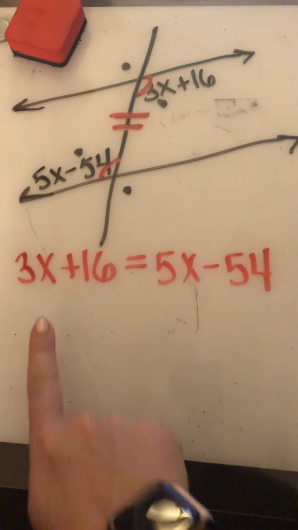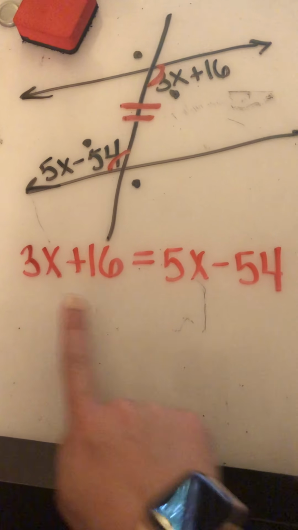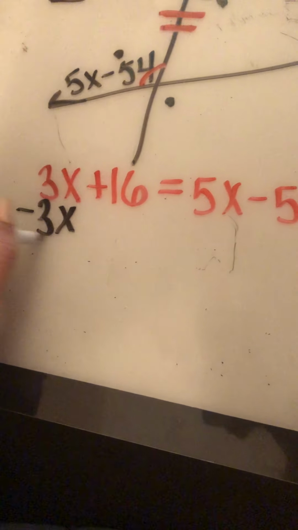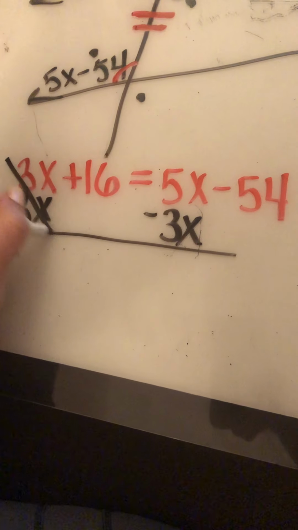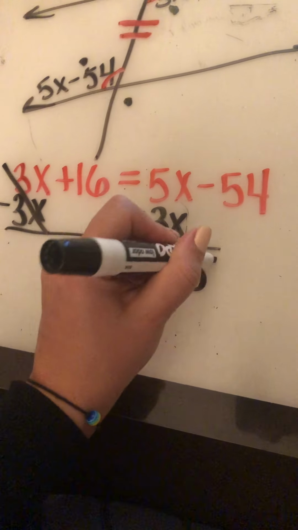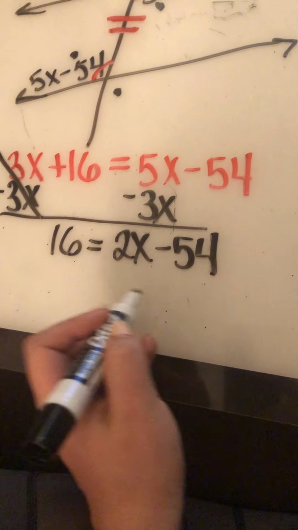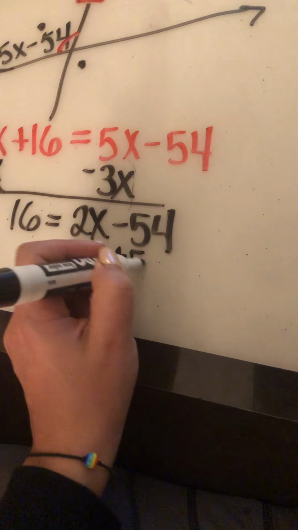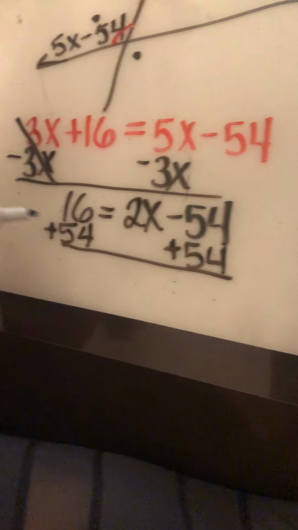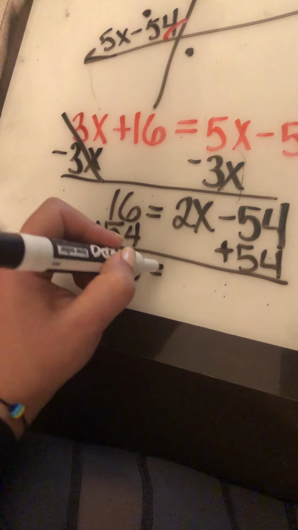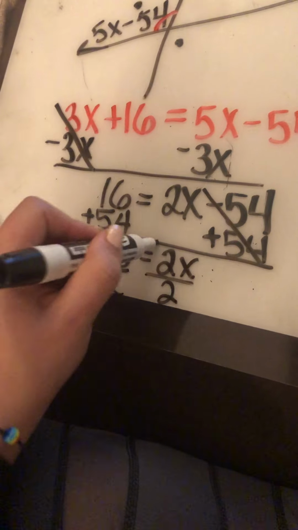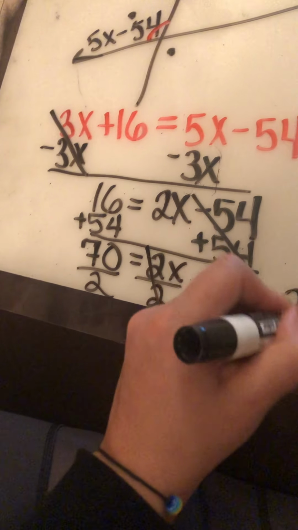So now we have to solve this. Notice we have variables on both sides, so we have to pick an anchor. I'm going to keep 5x there and move my 3x by subtracting. So 3x minus 3x will cancel. I'll be left with 16 equals 5x minus 3x is 2x minus 54. We have to move this 54 over to get our constants together. Okay, so 16 plus 54 is going to give us an answer of 70 equals 2x. That cancels. We divide by 2, and we get x equals 35.